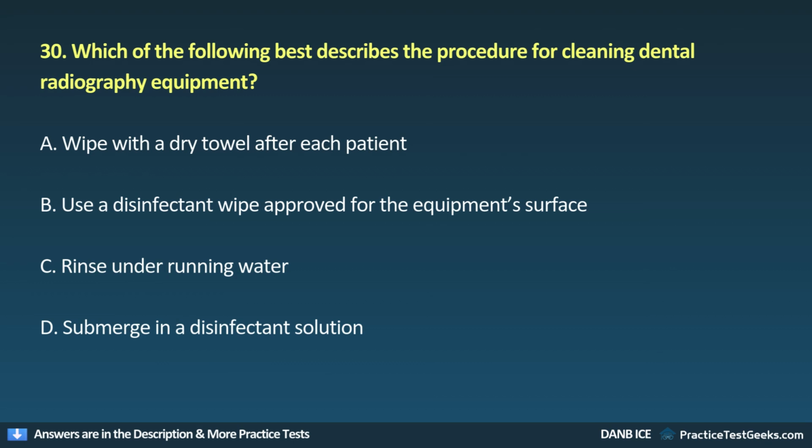30. Which of the following best describes the procedure for cleaning dental radiography equipment? A. Wipe with a dry towel after each patient. B. Use a disinfectant wipe approved for the equipment's surface. C. Rinse under running water. D. Submerge in a disinfectant solution.